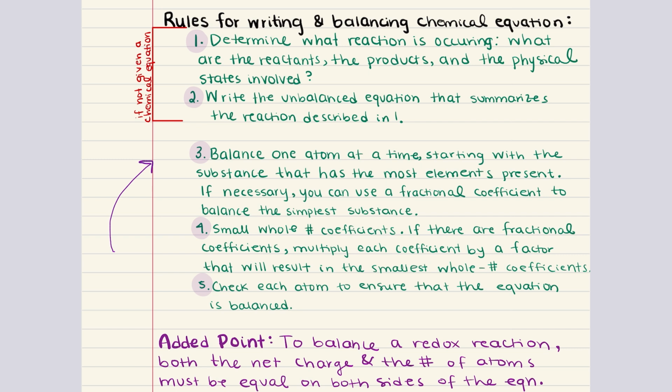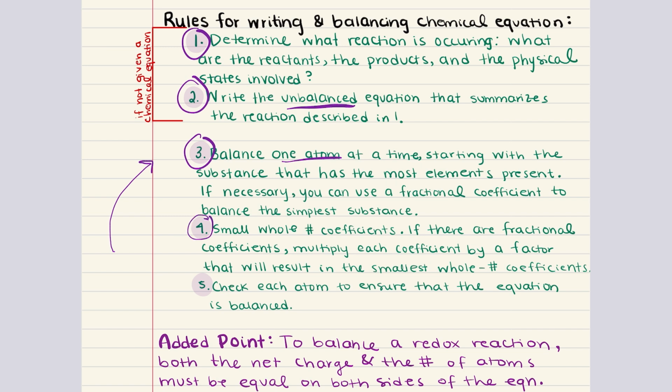The first thing that you want to do is determine what reaction is occurring. What are the reactants, what are the products, and what are the physical states involved? Once you've figured that out, you can go ahead and write the unbalanced equation. Looking at the unbalanced equation, you're going to balance one atom at a time, starting with the substance that has the most elements present. If necessary in this step, you can use fractional coefficients to balance the simplest substance.